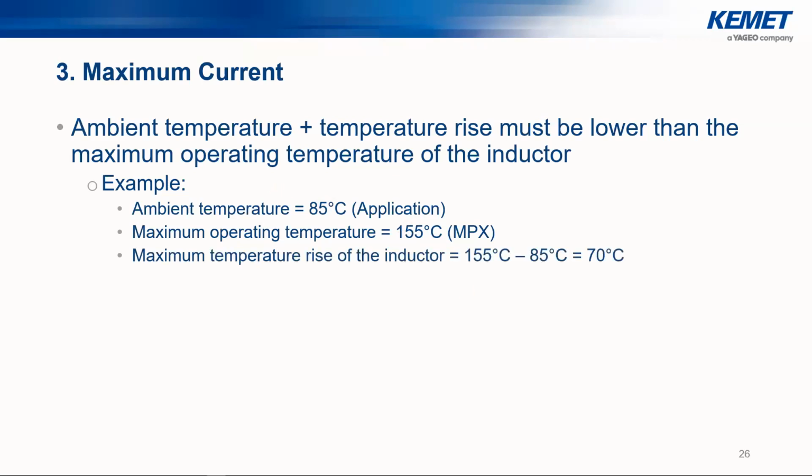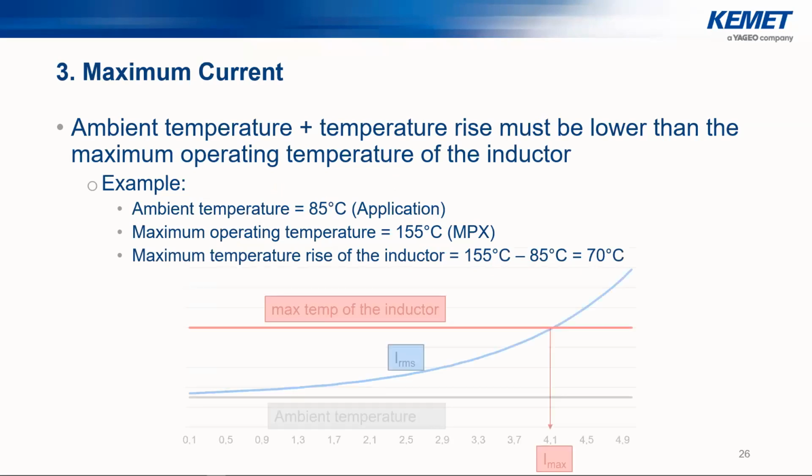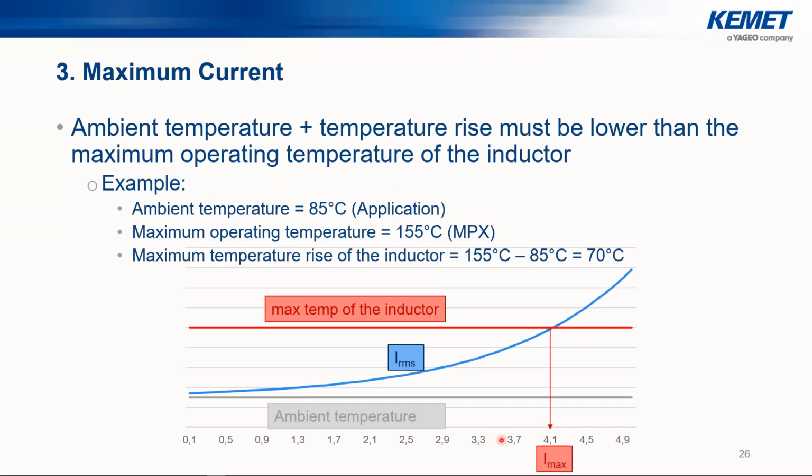So, and now the maximum temperature rise of the inductor, very simple, is 155 minus the 85 degrees. The remaining temperature is 70 degrees. This means you don't have to have a look at the 40 K self-heating. You have to look at the 70 K self-heating, which means the maximum current of the inductor is higher than the IRMS value in the datasheet.